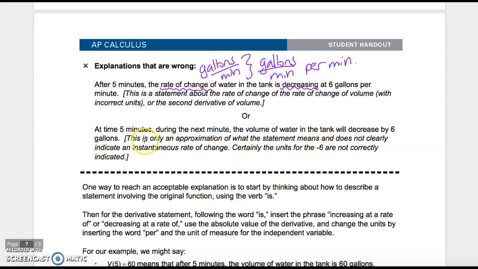And then this says at the time 5 minutes, during the next minute, and we talked about this previously, if you're looking from 5 to 6 minutes, that's not an instantaneous rate of change. That's an average rate of change that goes over a time interval, okay? And then, excuse me, also, they messed up their 6 gallons per minute. They just put 6 gallons, which that talks about your original function as well.